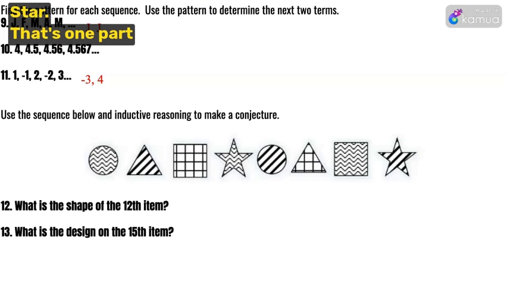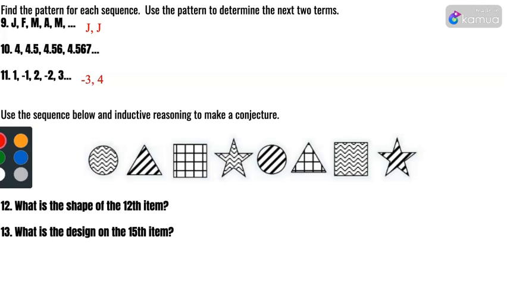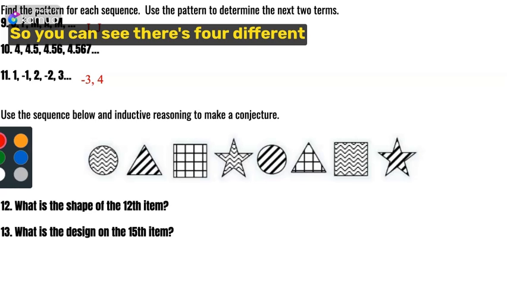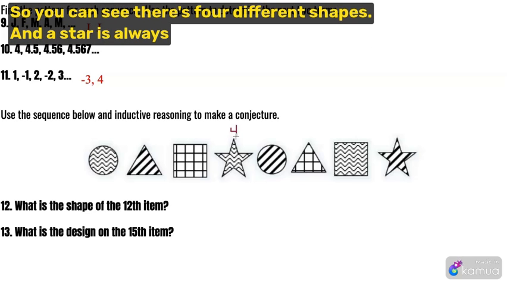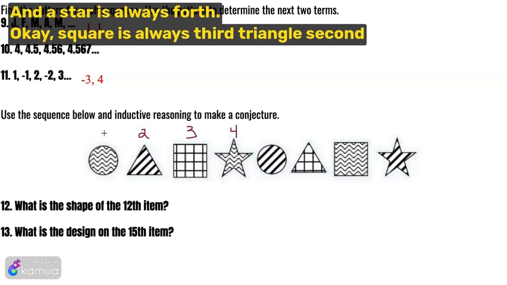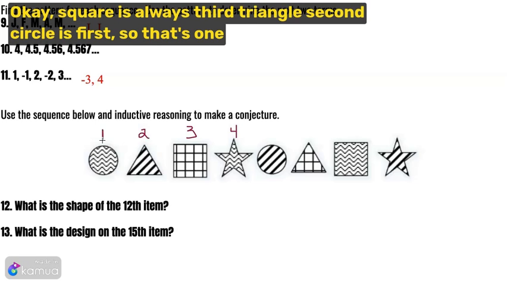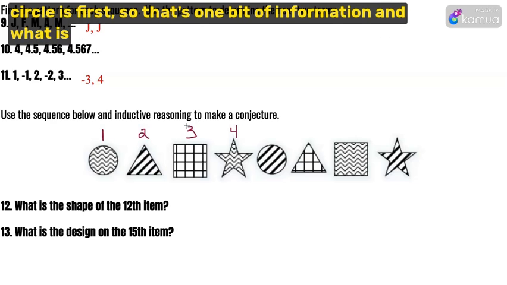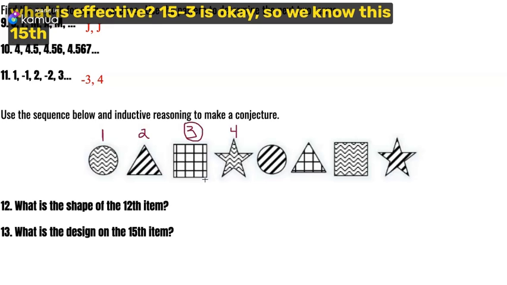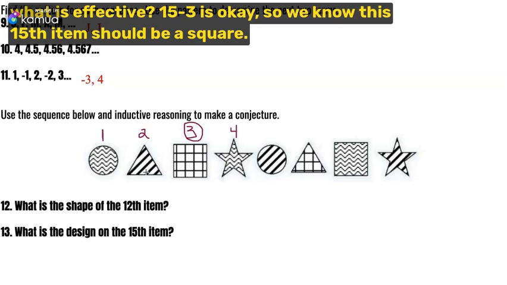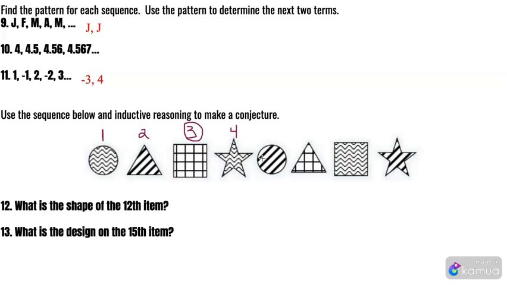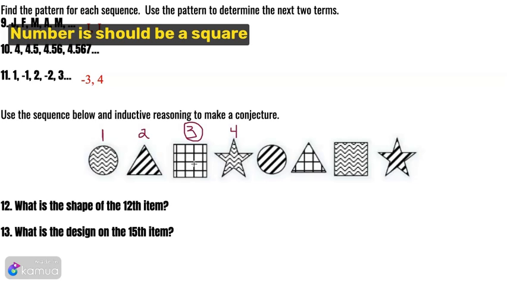That's one part of the pattern. So we can see there's 4 different shapes, and a star is always 4th, okay? Square is always 3rd, triangle 2nd, circle is 1st. So that's one bit of information. And what is a factor of 15? 3 is, okay? So we know this 15th item should be a square. If we continued out, every time we get to a 3rd number, it should be a square shape there.